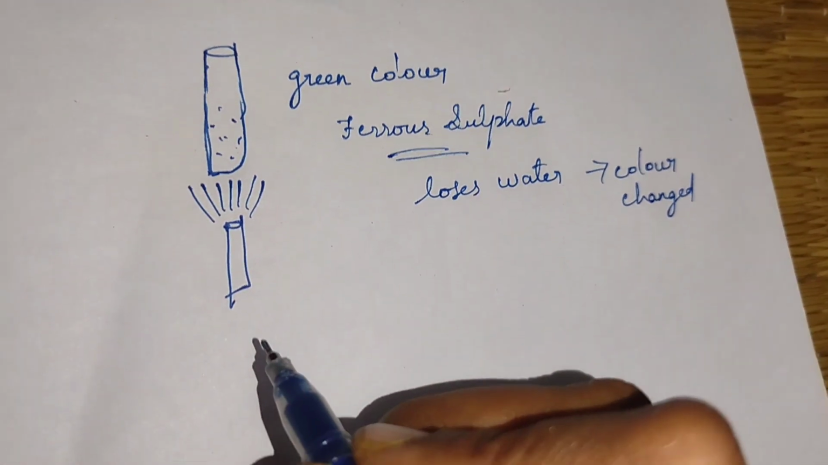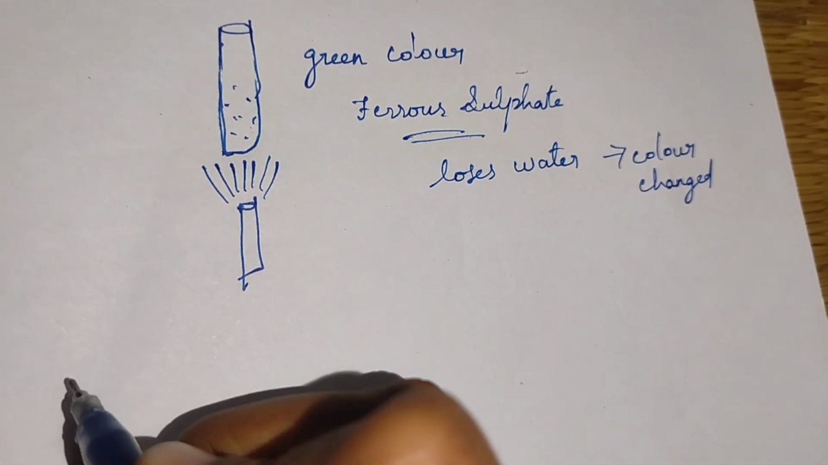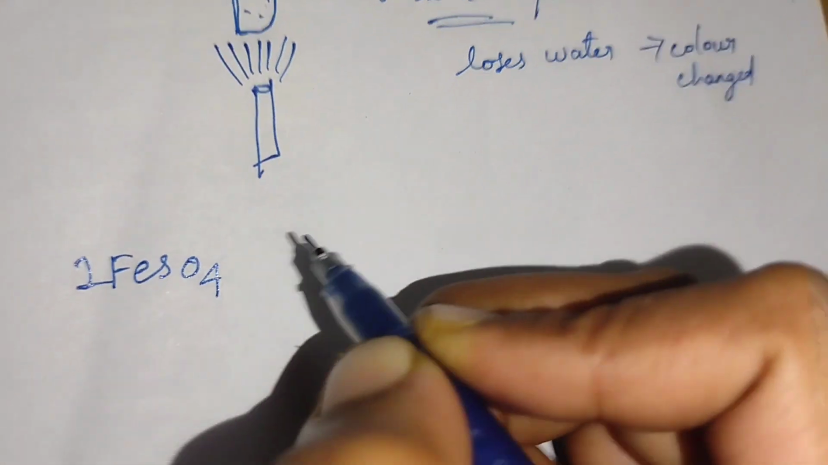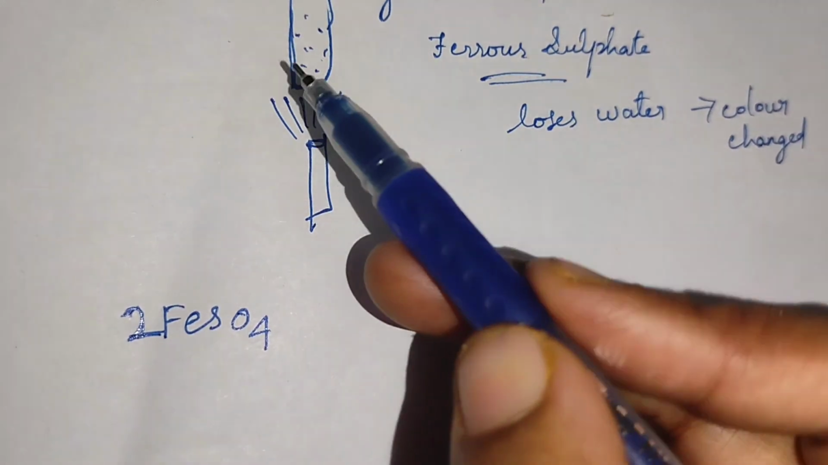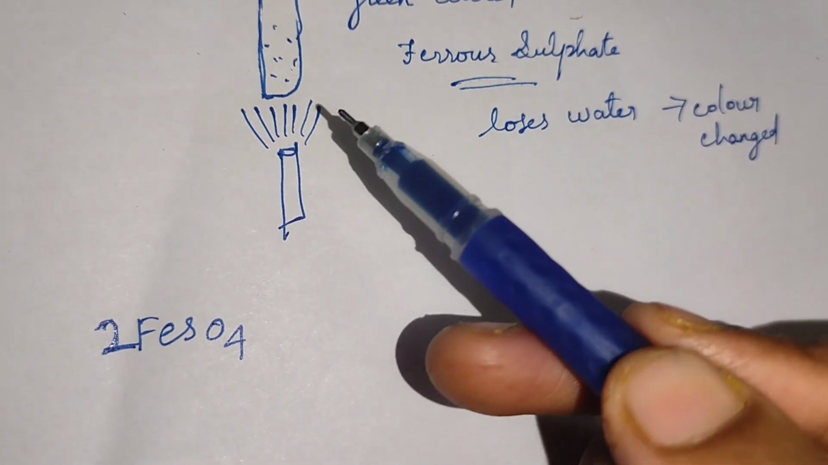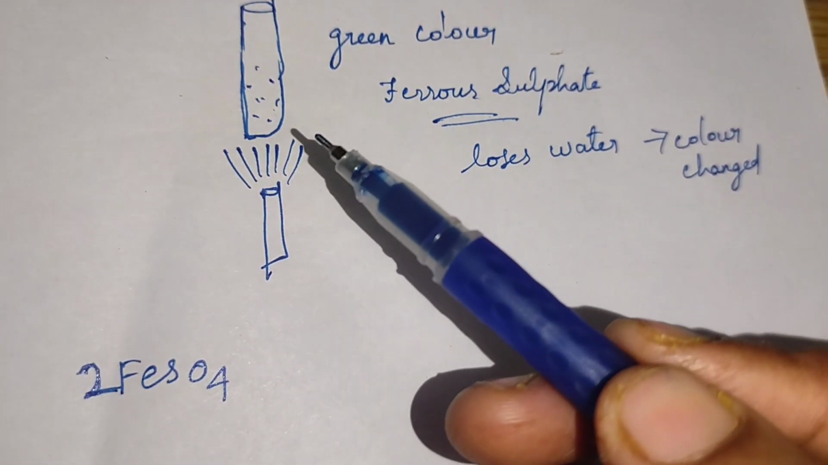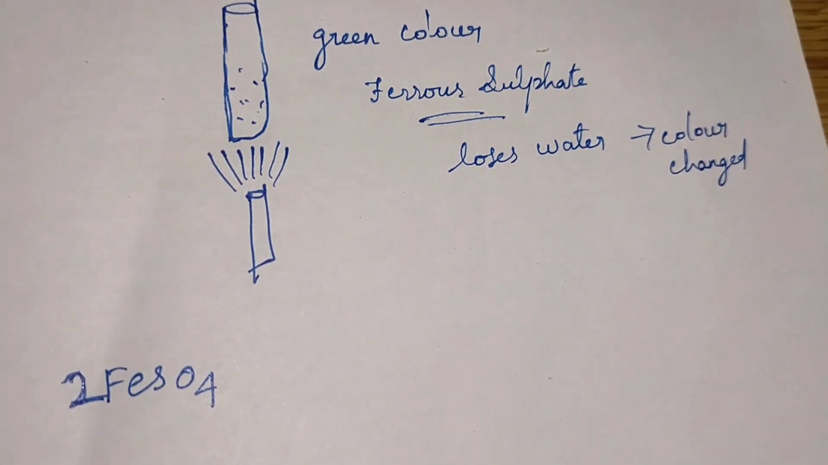I will write the chemical equation for this. I am taking ferrous sulfate, FeSO4, crystals in a test tube. Then I am heating that test tube. The color will change. Why will the color change? Because the ferrous sulfate loses some water, and it gives some ferric oxide and sulfur dioxide and sulfur trioxide.